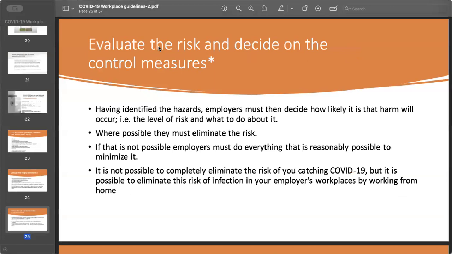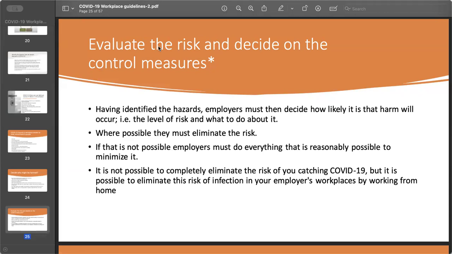Evaluate the risk and decide on the control measures. Having identified the hazard, the employer must then decide how likely it is that harm will occur, for example, the level of risk and what to do about it. Where possible, they must eliminate the risk. If that is not possible, employers must do everything that is reasonably possible to minimize it.